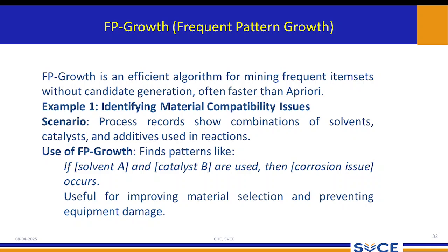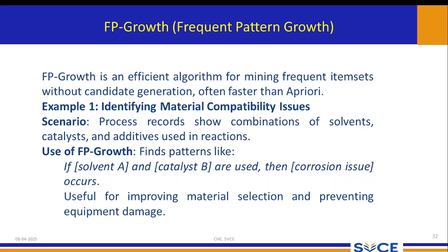Most of the time in the extraction technique, we may not know how to choose the correct solvent. Obviously we know this depends on the solubility and the polarity of the compounds, and we need to choose the solvent. But if they are in the same category, then which one is better, or which one needs to be avoided? By using this FP growth algorithm, we can identify which one is better, useful for improving the material selection and preventing the equipment damage. If you know the combination, then it will be easy for us to segregate.